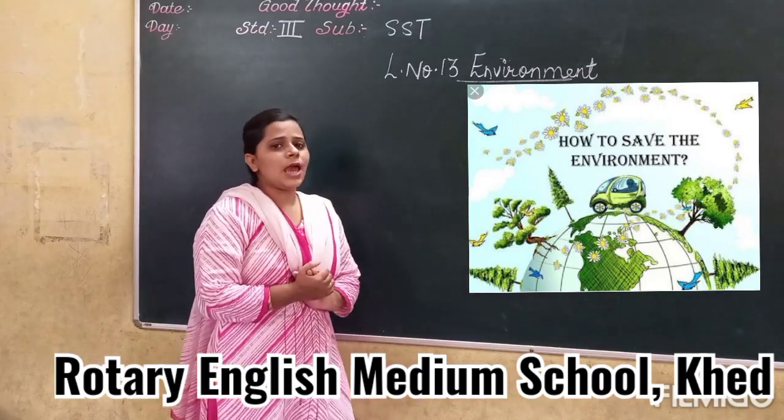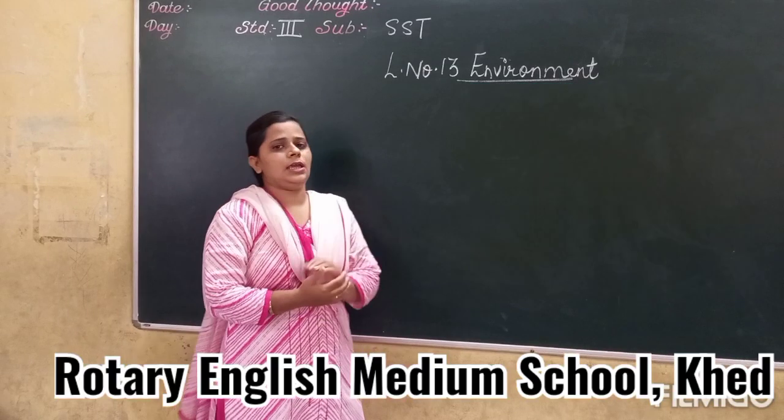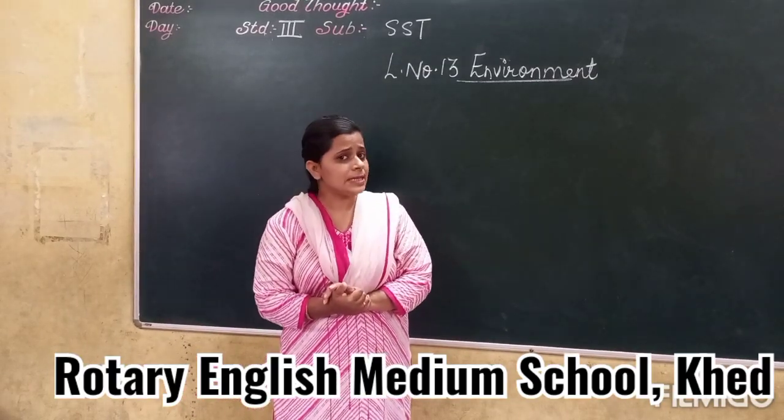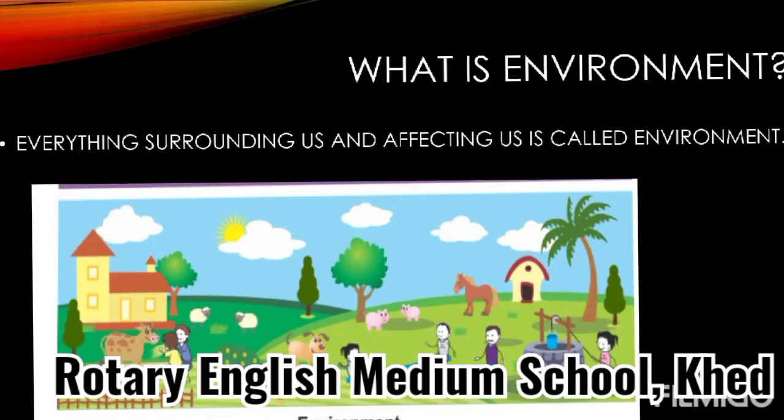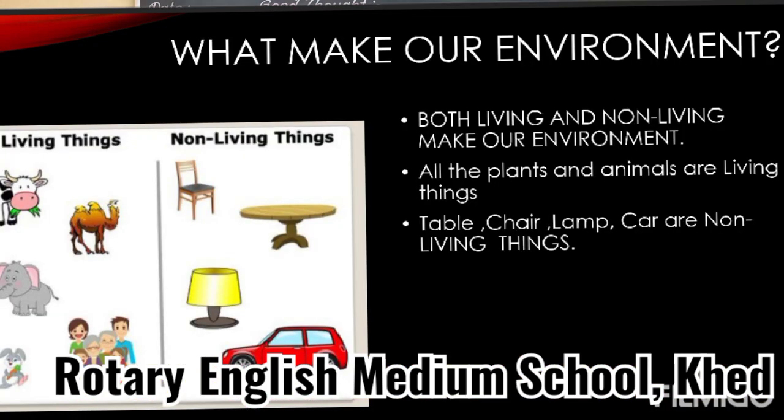Now let's start. First we discussed what is environment. Can you tell me what is environment? Everything surrounding us and affecting us is called environment. Got it, my children? So what makes our environment? Both living and non-living things make our environment. You can see here in the picture, all the plants and animals are living, right? And table, chair, car, lamp, these are all non-living things.